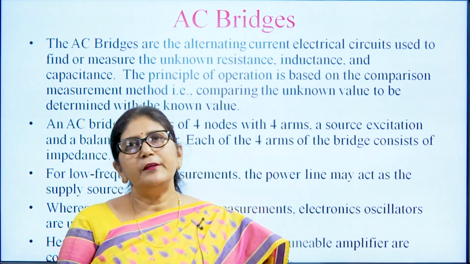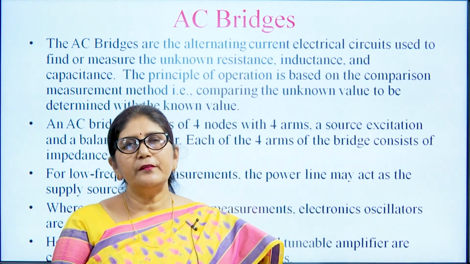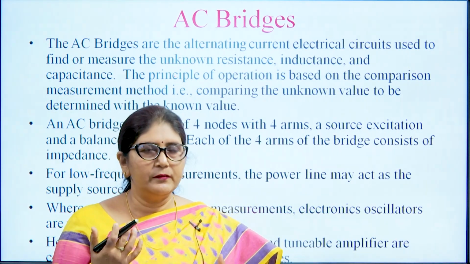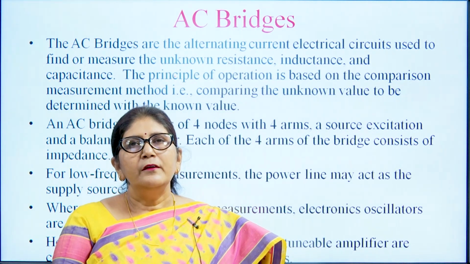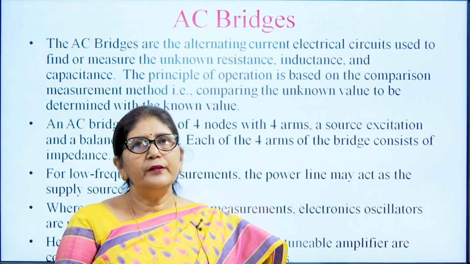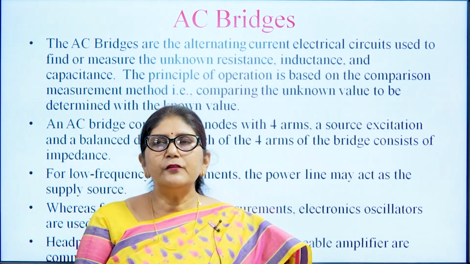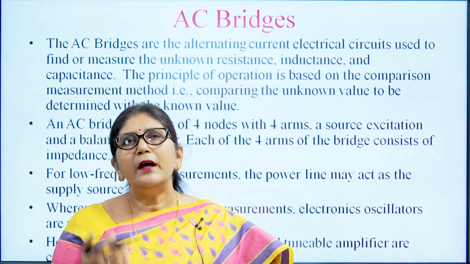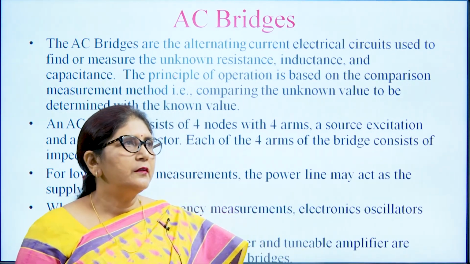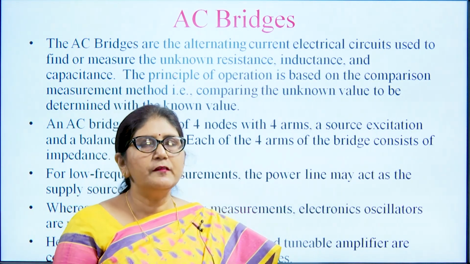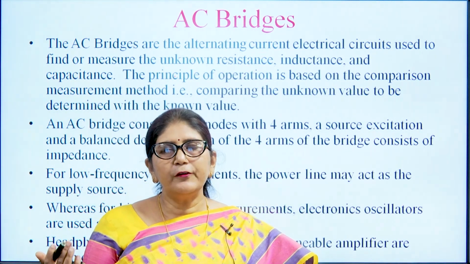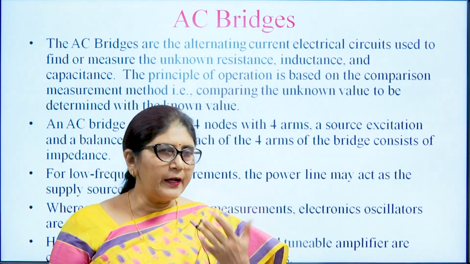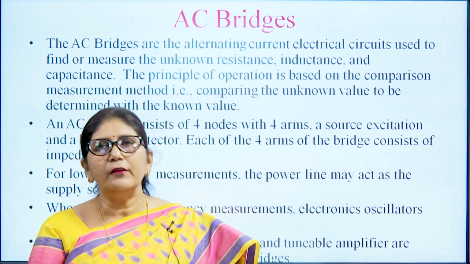In AC bridge we can measure the unknown inductance and capacitance. Generally it is used for the measurement of inductance, capacitance and maybe the frequency of any source. Again it has 4 arms, 4 nodes, and this AC bridge consists of impedances, whereas in DC bridge only resistances are used. When we need to measure a component at very low frequency, we can simply use our normal power line, that is 50 hertz, and if we want to measure at high frequency, then we will use electronic oscillators.